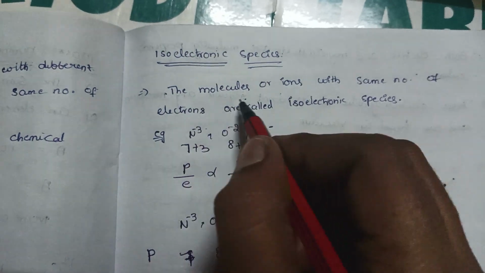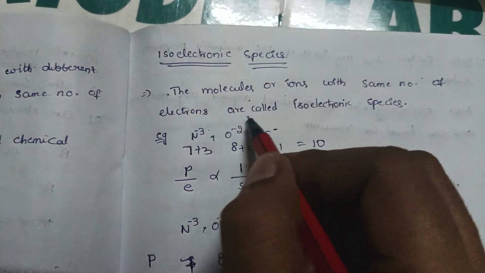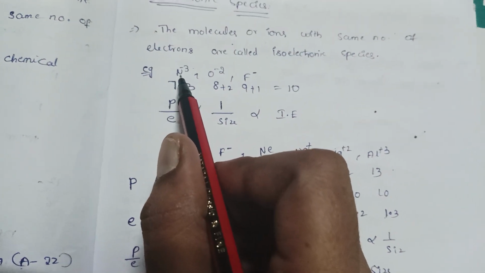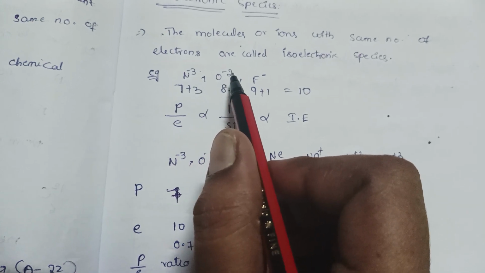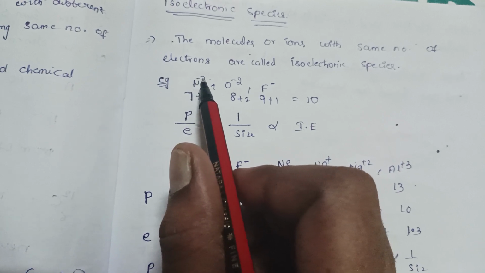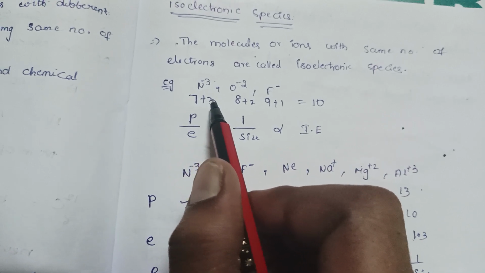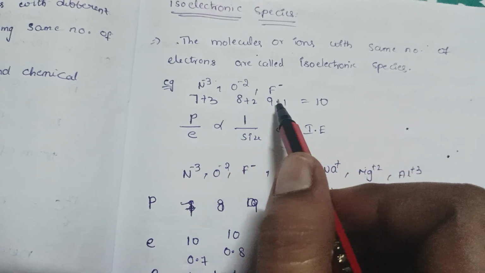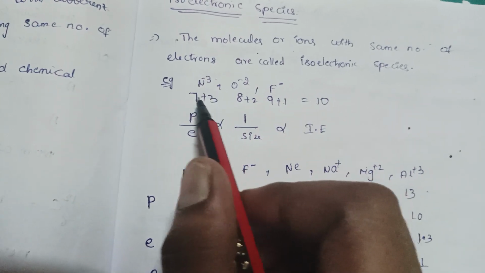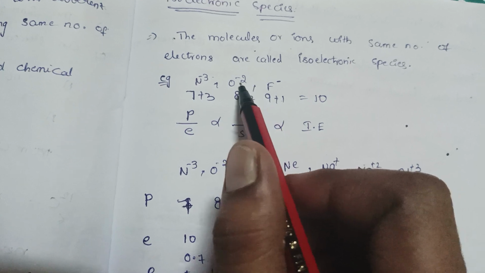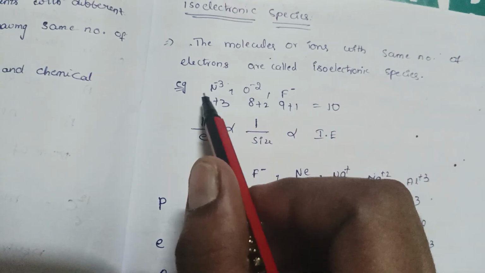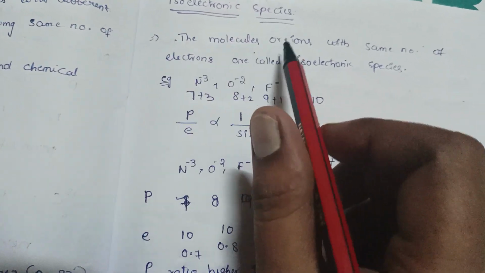Isoelectronic species. The molecules or ions with the same number of electrons are called isoelectronic species. If we take the example N minus 3, O minus 2, F minus. Nitrogen atomic number is 7 and here a minus 3 charge is present. We have to add 3, and 8 plus 2, 9 plus 1. We got a total of 10 electrons for N minus 3, O minus 2 and F minus. These all have the same number of electrons. So these are called isoelectronic species.